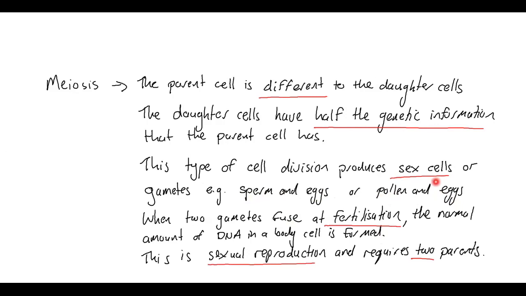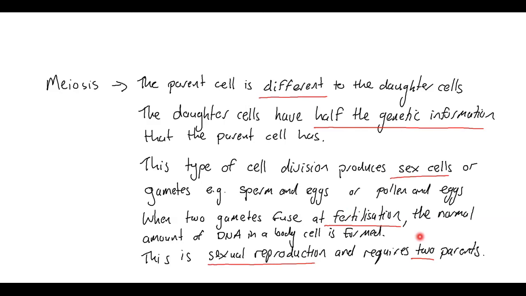reproductive cells, or gametes. Now, when 2 gametes fuse together at fertilization, the normal amount of DNA in a body cell is returned. So a sperm has 23 chromosomes, an egg has 23 chromosomes, and at fertilization, when they're brought together, that full complement of 46 chromosomes, or 23 pairs, is remade, and we've got the beginnings of a new life. This type of reproduction is called sexual reproduction, and it does require 2 parents.